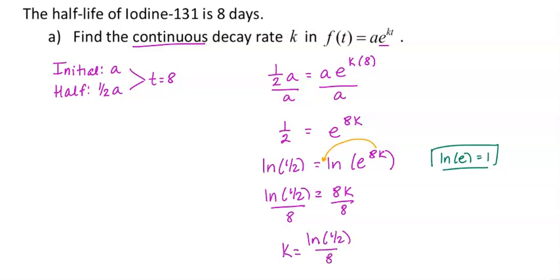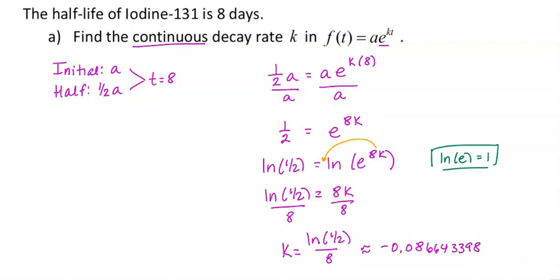When you're working problems like this where you need to find the value of k, I encourage you to keep a lot of decimal places in your calculator just so that you avoid any rounding errors in your final answer. Keep as many decimal places as your calculator shows when you're finding k, and then we'll round at the very end when we're looking for our final answer. So we get that k is approximately negative 0.086643398. So this is our continuous decay rate k.